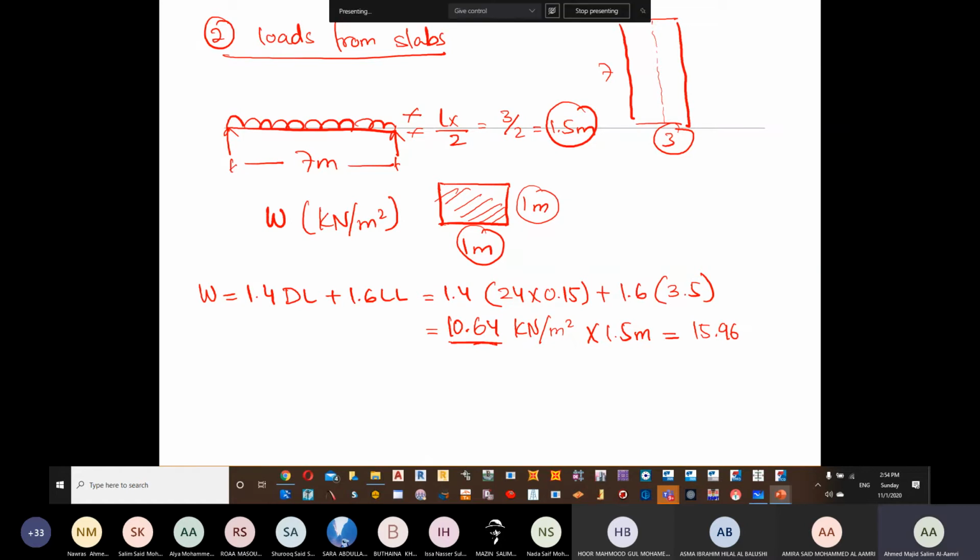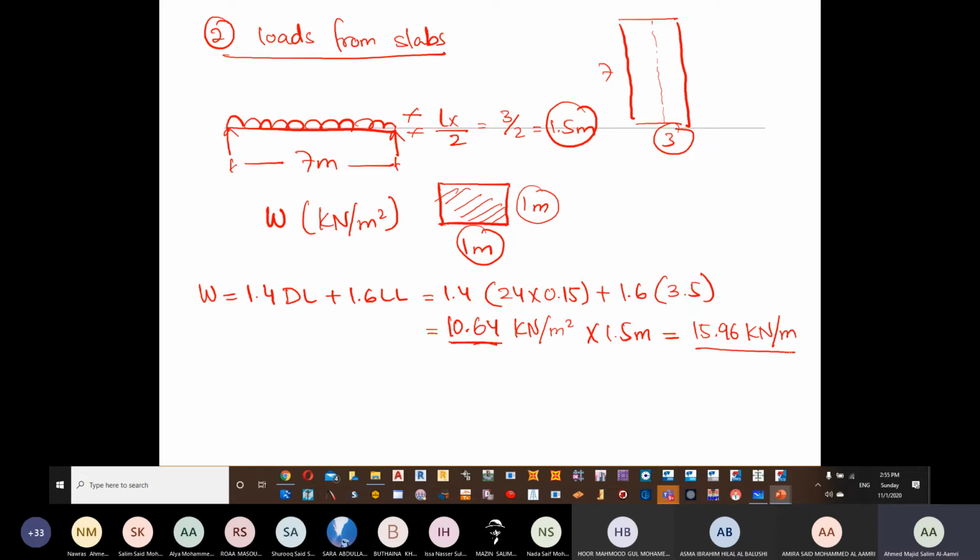Once again, for 1 meter into 1 meter, it's 10.64. Now our intensity. No, you need to multiply by only 1.5. We are taking only one slab now, because the other half is going to go to the other slab, Suleiman. The other 1.5 is going to go to the other beam, not the other slab. Okay. Now we have got it to be 15.96.